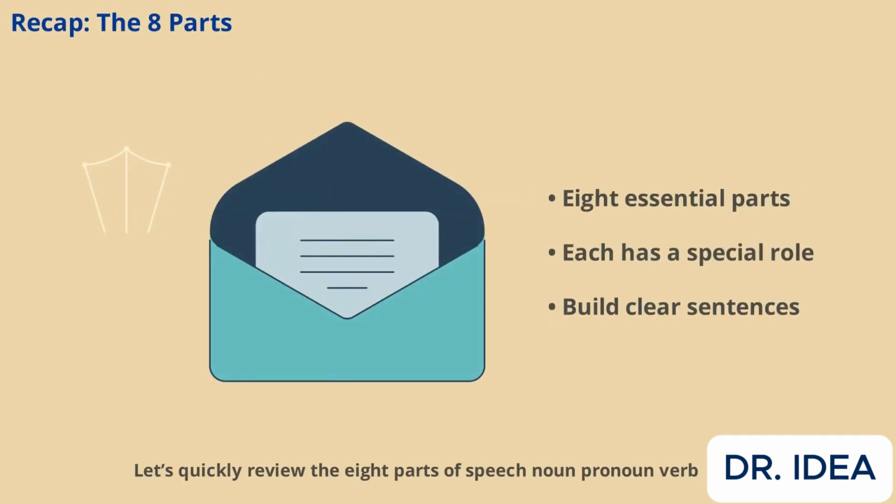Let's quickly review the 8 parts of speech: noun, pronoun, verb, adjective, adverb, preposition, conjunction, and interjection. Each one has a special role in building sentences. By understanding these, you can create sentences that are clear, correct, and interesting. Now, let's see how all these parts work together in a real sentence.